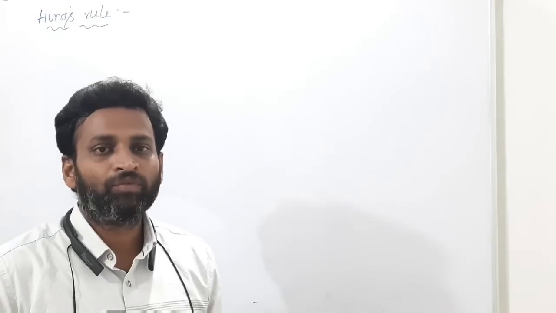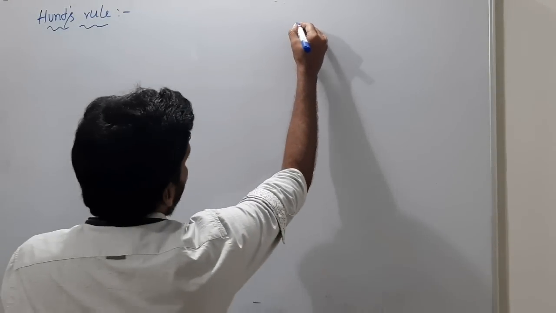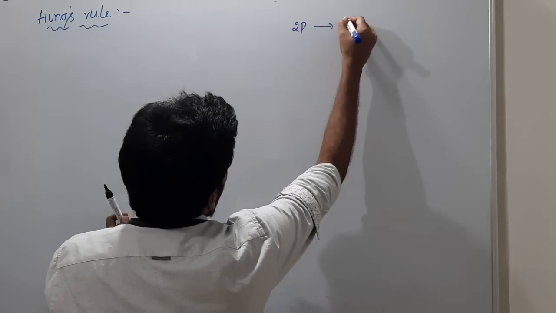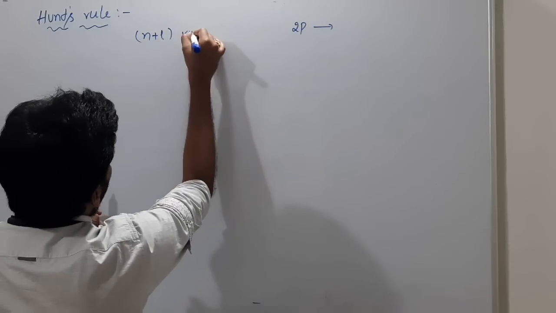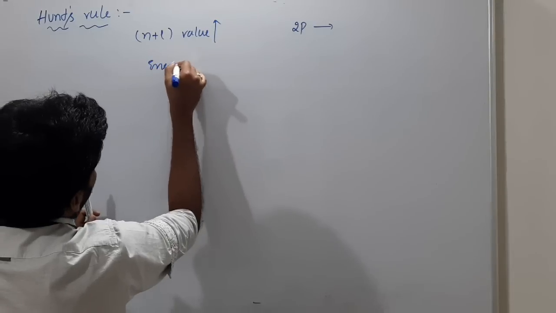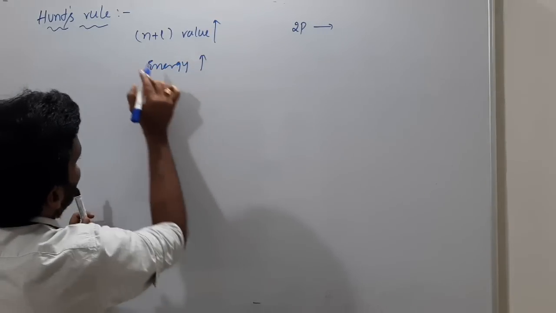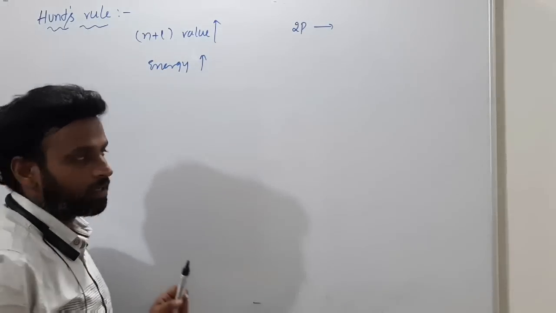And for that, I gave the Moeller diagram. Few people already learned it very nicely, but still, if you have any doubts, please ask me. That is very clear. Suppose two subshells, such as 2p, have an n plus l value. I told this already: as the n plus l value increases, energy increases. n means principal quantum number, l means azimuthal quantum number.